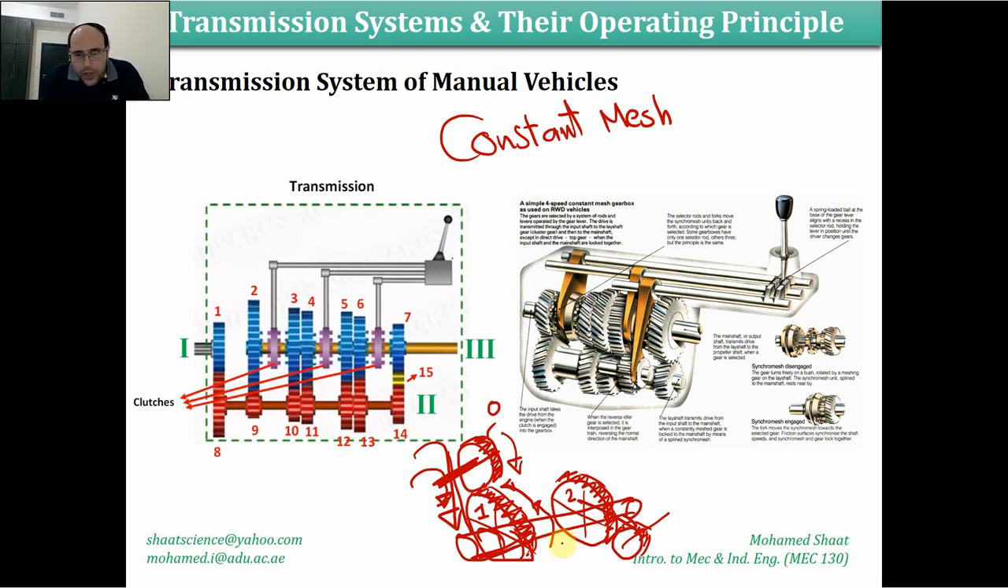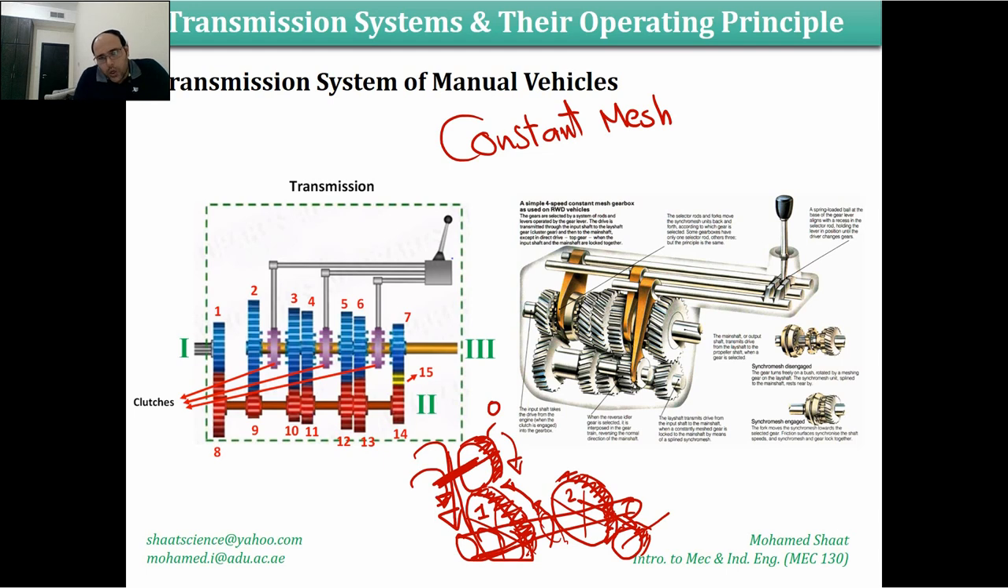Even if there are some other gears here, they could be rotating, but they have zero contribution to the power. They are neither receiving nor giving power. They are just rotating with the rotation of the shaft. But generally speaking, any shaft, whatever it is, is allowed to receive power as input and give power as output through one gear and another gear. That's it. So let us just consider shaft two.